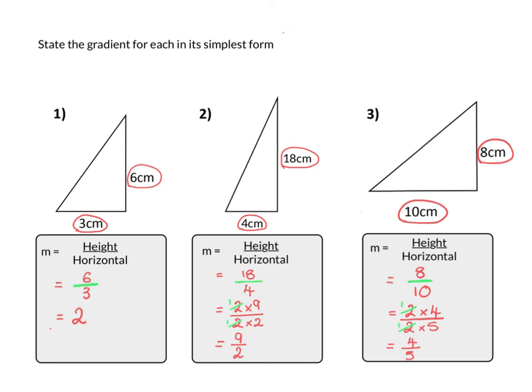So we have got 3 different types of answer here. We have got a 2 for the first one, which is a whole number. For the second one, we got 9 over 2. That's a top-heavy fraction. This last one here is just a fraction. The number on the top is smaller than the one on the bottom.